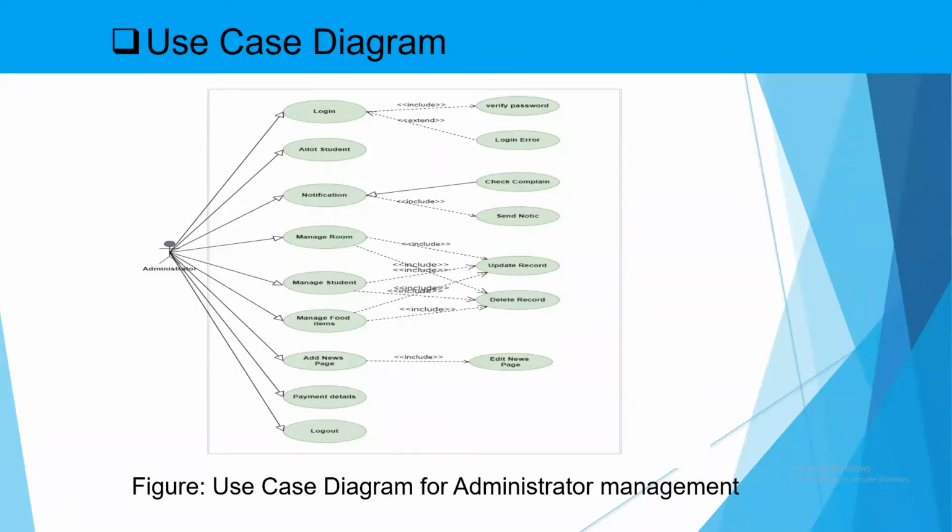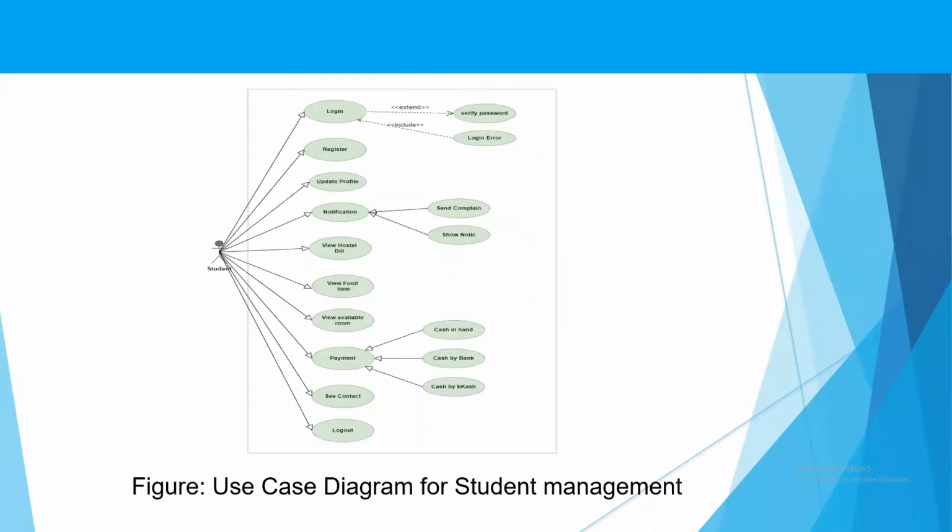Now moving to the second phase, which is customer. In the customer use case diagram, the customer is an actor. The customer actor has many use cases, which are login, register, update profile, and notification. The notification use case has another two use cases: send complaint and show notice. And then view hostel bills, view food items, view available rooms, and payment.